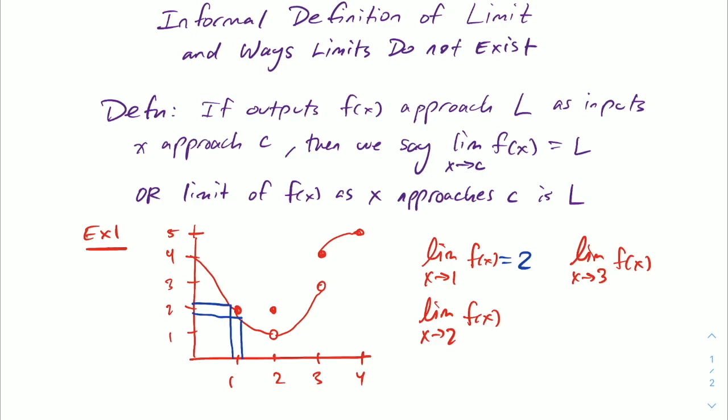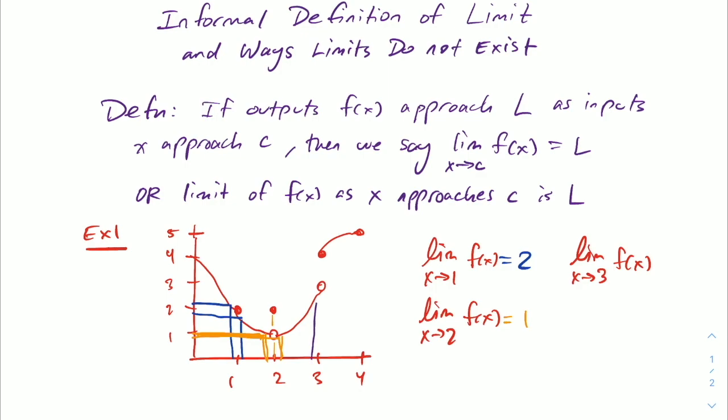But if we're looking at a different point, say this point 2, what the function does at 2 is output 2. But it's clear that if we look at the points near 2, they're getting function outputs that are close to 1. So the limit as x goes to 2 of this function is 1. The outputs near 2 are 1, even though the function output at 2 is 2.